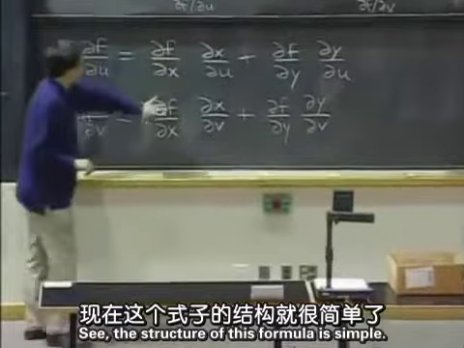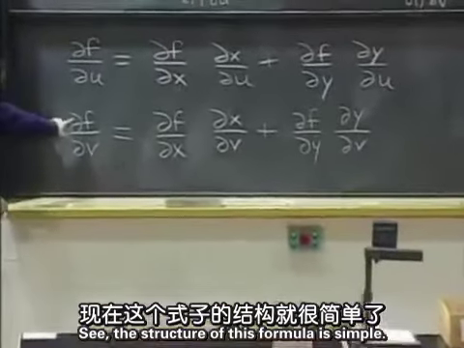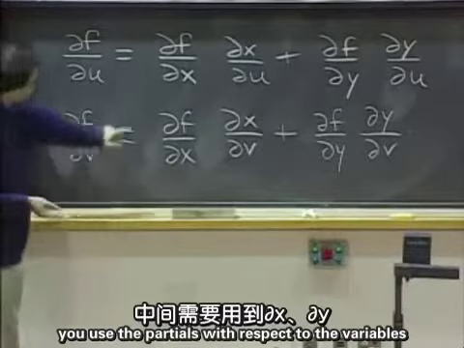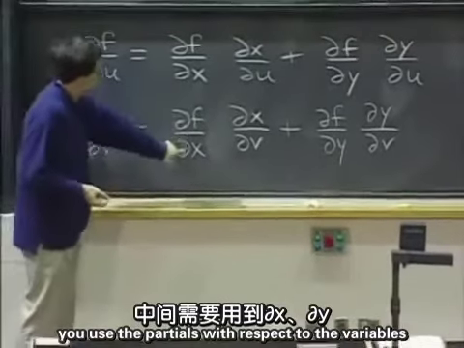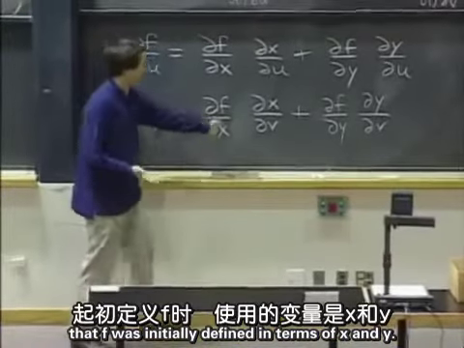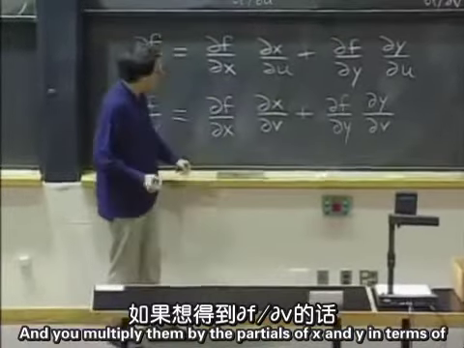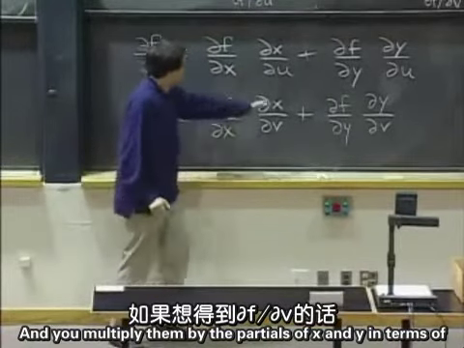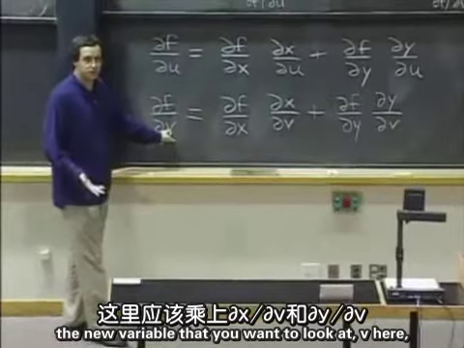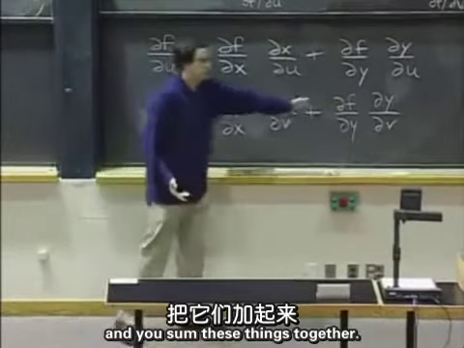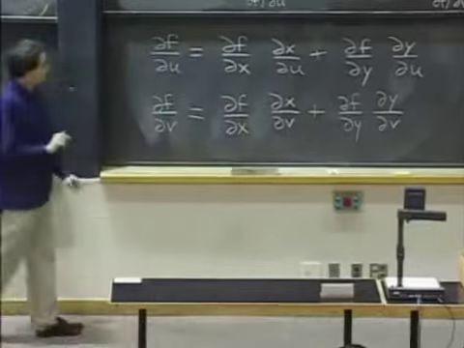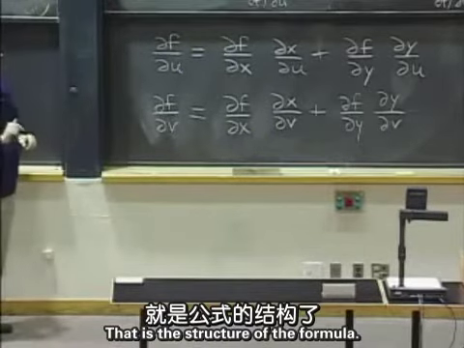So see, the structure of these formulas is simple. To find the partial of f with respect to some new variable, you use the partials with respect to the variables that f was initially defined in terms of, x and y, and you multiply them by the partials of x and y in terms of the new variable that you want to look at, v here, and you sum these things together. Okay, so that's the structure of the formula.